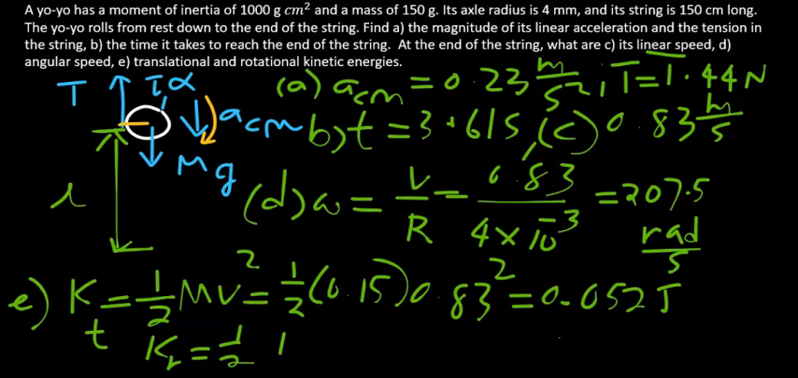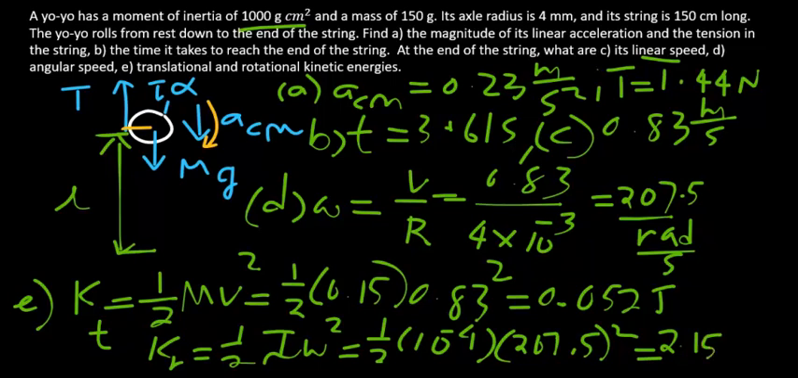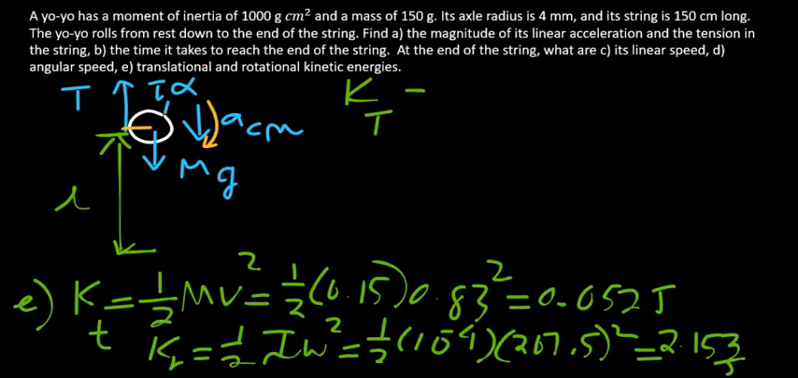And finally, the rotational kinetic energy. So half times the moment of inertia times the square of the angular speed. The moment of inertia in SI units is 10 to the power minus 4 kg meters squared. Omega has been determined in part D to be 207.5. Don't forget to square it. And the answer is 2.153 joules. You see, the total kinetic energy is about 2.21 joules.